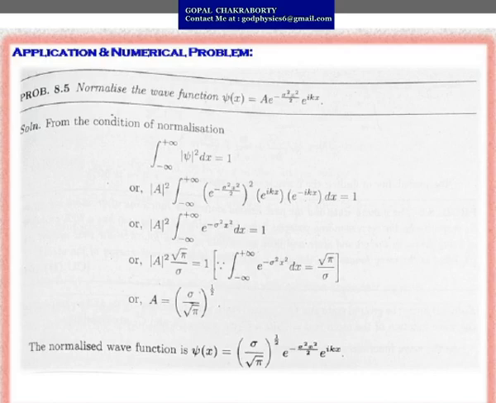So substituting that value, ultimately we get A equals a by under root pi whole to the power half. So the normalized wave function is psi of x equals a by under root pi whole to the power half e to the power minus a square x square by 2 e to the power i k x.